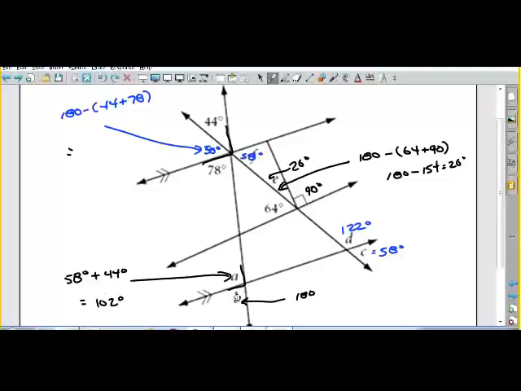Okay, so it's 102 degrees. That looks more like 102 degrees. So that's 102 degrees, and therefore this one is 78 degrees. And that has to equal 78. So there's sometimes more than one way of doing this. I think this one's correct. So this one's 58, and these two are supplementary, so they have to add up to 122.